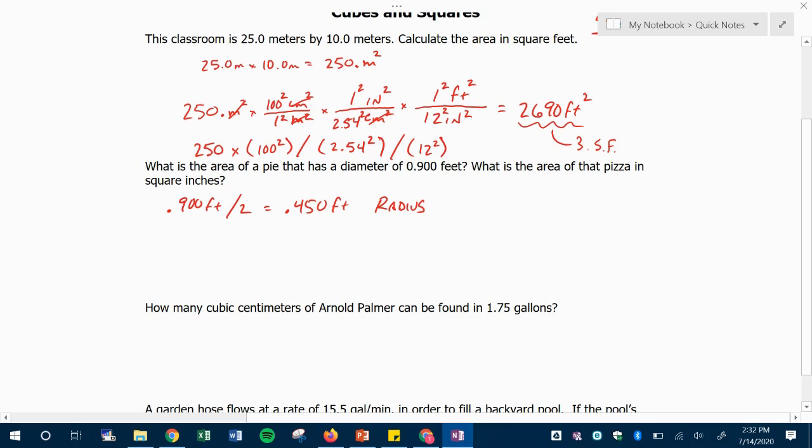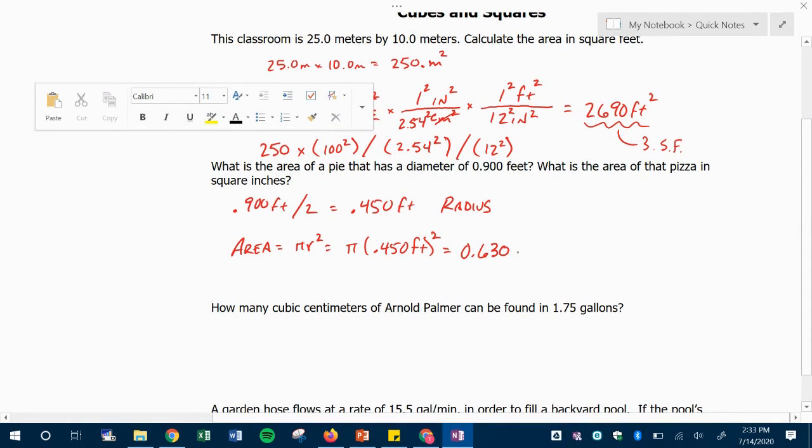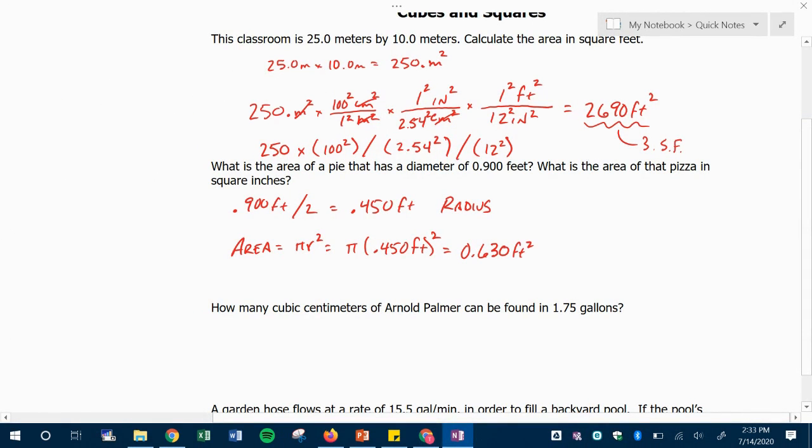And now that we have our radius, let's plug it into our area equation. Remember, our area equation is pi r squared. So this would be pi times our radius, 0.450 feet, squared. Let's plug it into our calculator, including using pi, and that should give us 0.630 square feet. All right, so that gives us the area of the pie in square feet.